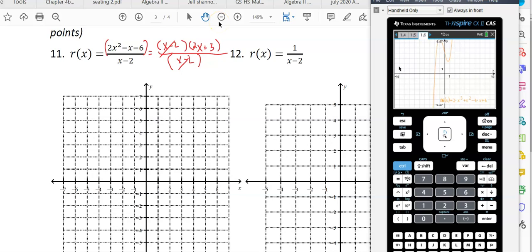X minus 2 cancels. So we really have y equals 2x plus 3. But there is a hole, so there's no asymptote. There's a hole at 2 comma something. If I plug in a 2 after I cancel out, 4 plus 3 is 7, so 2 comma 7, there's a little hole right there. And the graph is just linear, but there's no asymptotes, right? So 2x plus 3 kind of hops over that point and keeps going. So that's the hole in the graph.